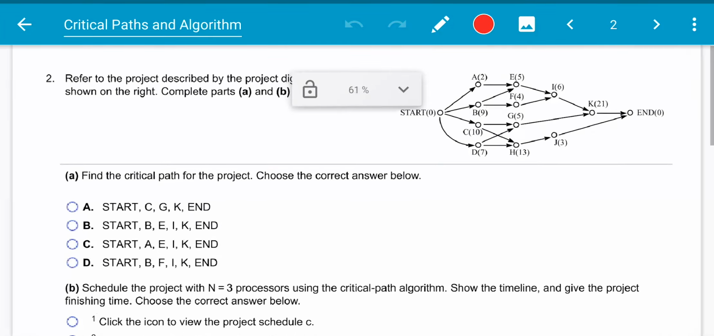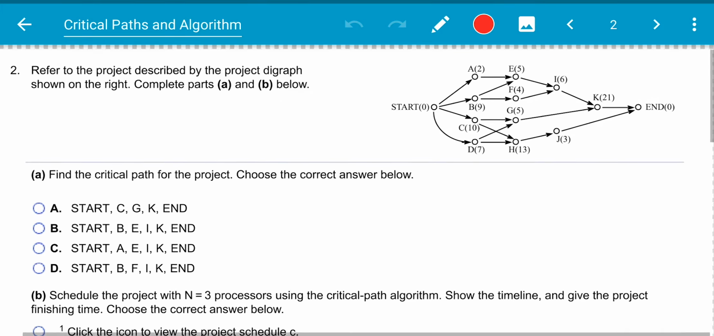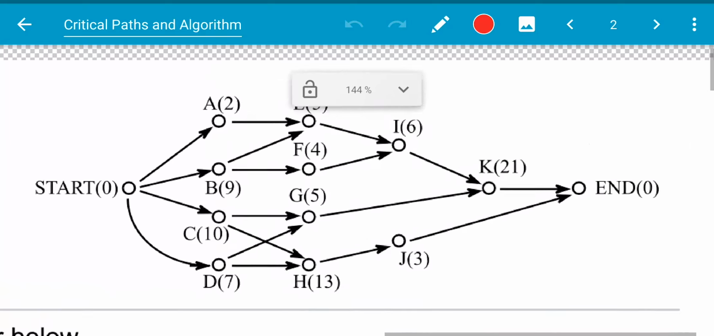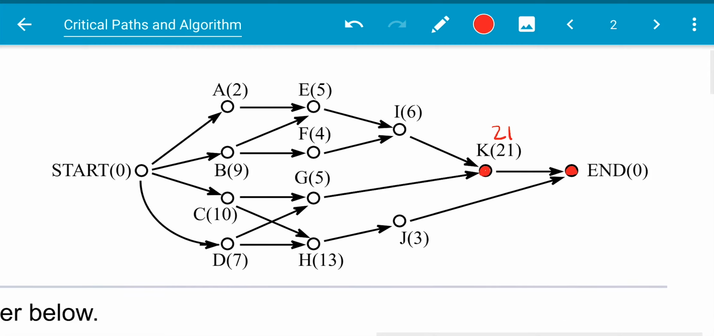All right, we're going to do the exact same thing here, but instead of having a table, we're just going to find our critical path by working on the graph itself. So let's zoom into the graph. To find our critical times, we're going to start from the end and use our backflow algorithm. So for K, we're going to have 21 to the end, so we're just going to have a 21 here. For J, we're going to have 3 to the end, which is just going to be a 3.